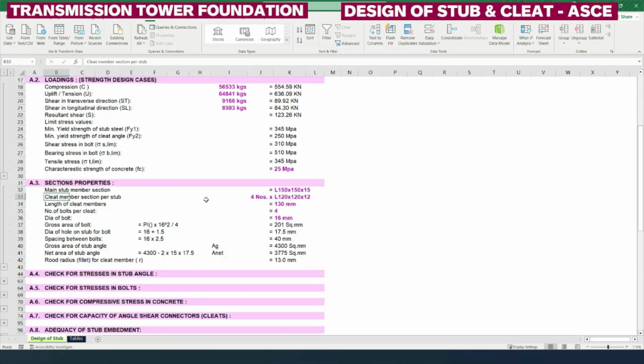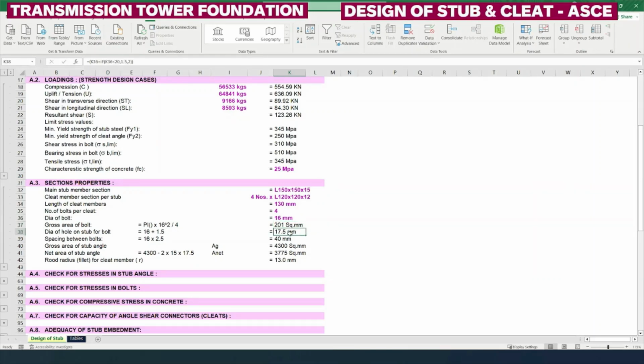For the cleat angle member, we can assume there are 4 cleat angles to be bolted with the stub. The angle size is 120 by 12. The length of the cleat angle we can assume now as 130 mm. The number of bolts is also 4. The diameter of the bolt is 16 mm. The cross area of the bolt is pi d square by 4, where d is 16 mm.